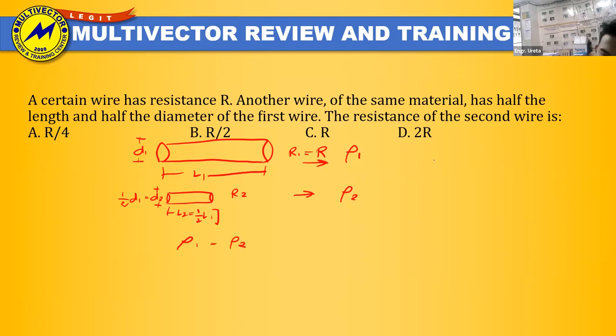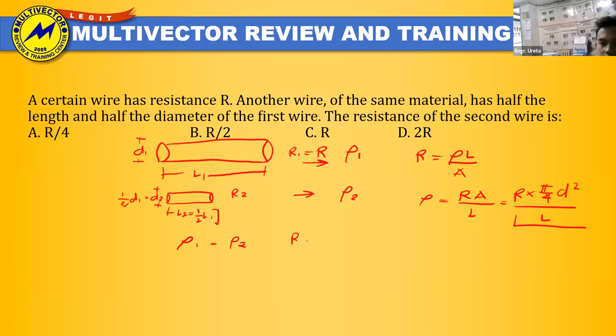Resistance formula, R is just equals to rho L over A. Therefore rho is just equals to resistance times the area over length. Resistance times pi over 4, yung area formula natin, D square over L. Ngayon, i-equate natin yung dalawang rho. So for rho 1, it is actually R1 o R, times pi over 4 D1 square over L1, is just equals to rho 2.